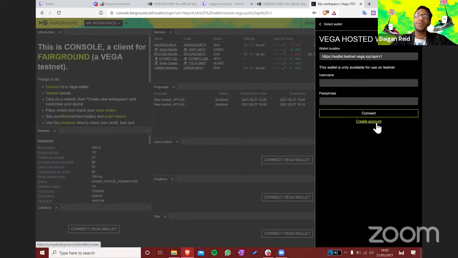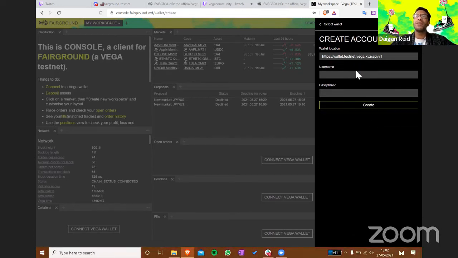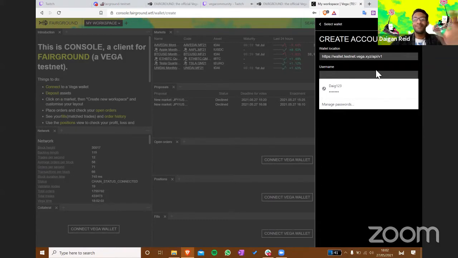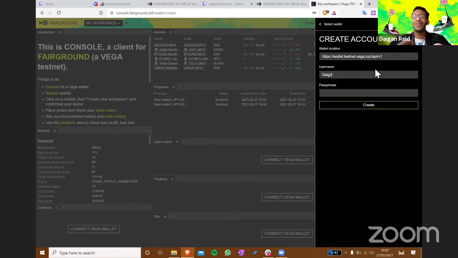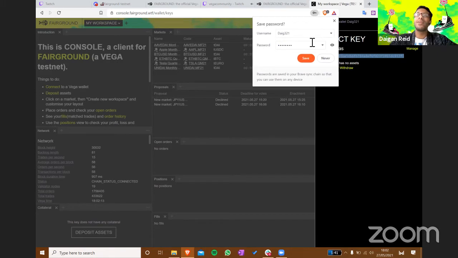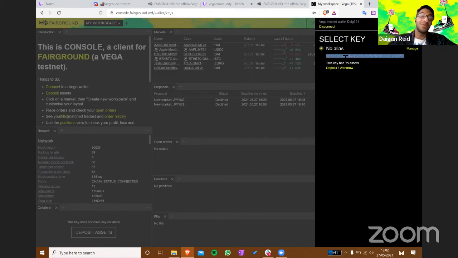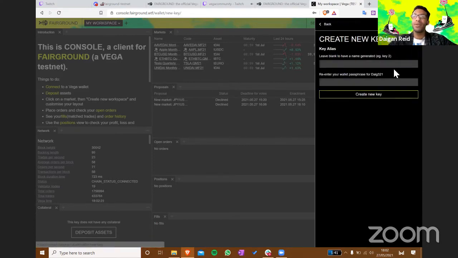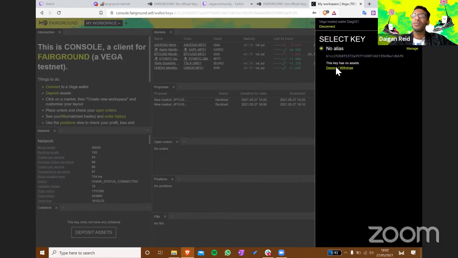You click that, you click create an account, and then the username can be anything. From my name, Dag123, we'll do Dag321, and then my passphrase, which will be something. I create that, and now I have a new key. An account is there. I just save the password because I'm not going to use this account. And then from there, you create a new key. You're logged in and you can deposit, withdraw.